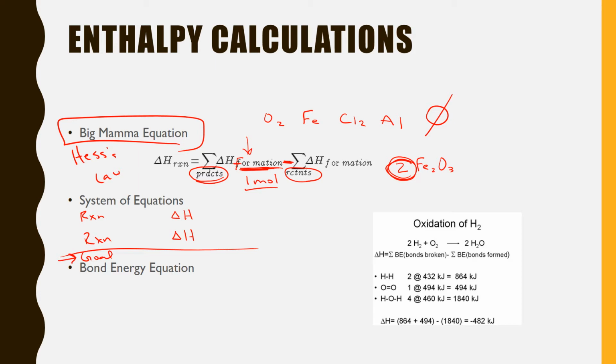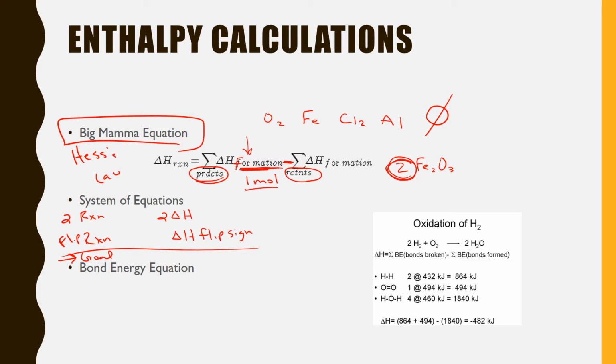Remember that whatever you do to the reaction, you have to do to delta H as well. So if I take this reaction and I double it, then I have to double my delta H as well. If I have this second reaction and I have to flip it to where my reactants are now my products and my products are now my reactants, what you have to do to delta H is also flip the sign of my delta H. So when I flip the reaction, I flip the sign of delta H.